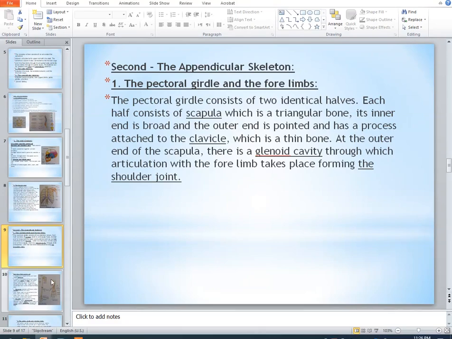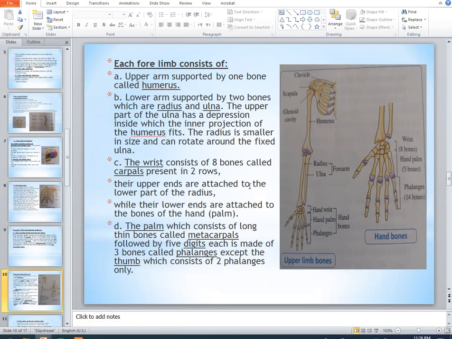After that, we'll talk about the forelimb. Each forelimb consists of an upper arm supported by one bone called the humerus, and the lower arm supported by two bones, which are the radius and ulna. The upper part of the ulna has the olecranon, which is the inner projection of the humerus fat. The radius is smaller in size and can rotate around the fixed ulna.